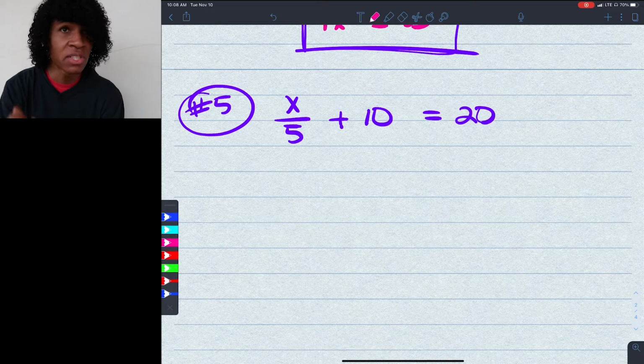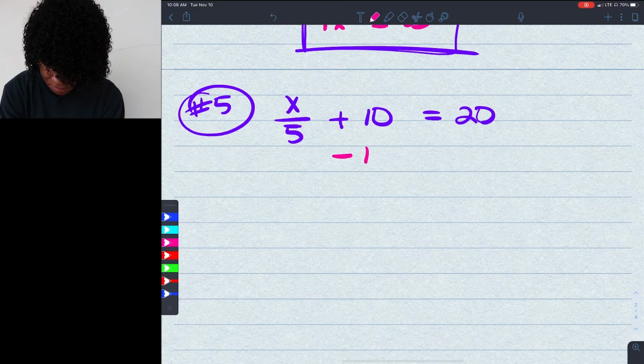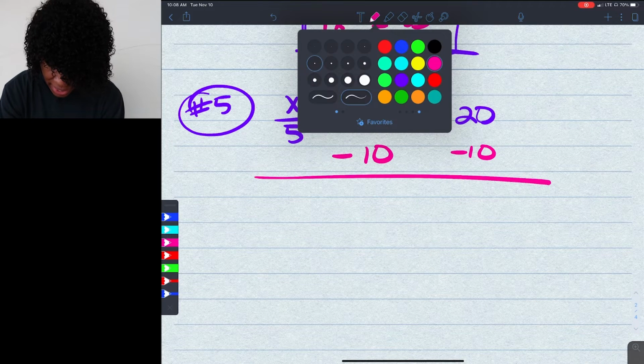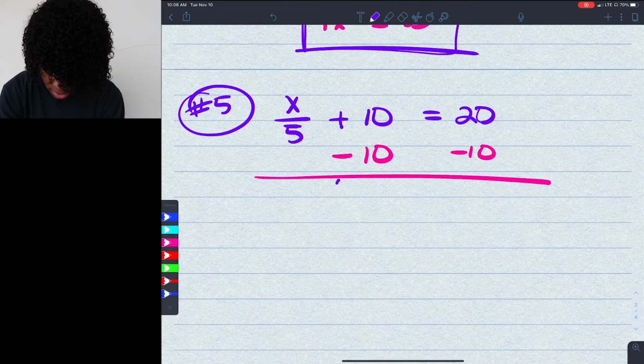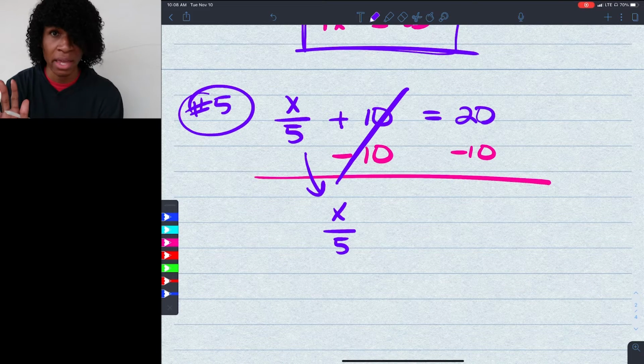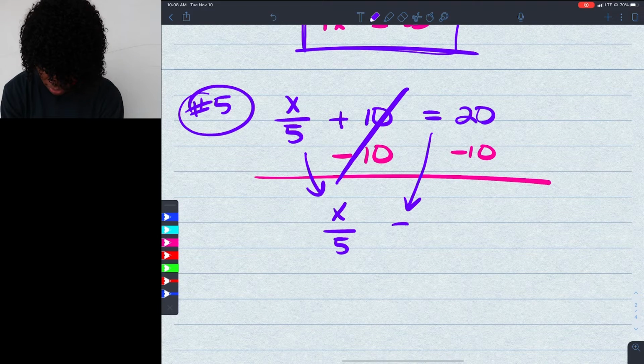So the opposite of adding 10 is subtracting 10. So we're going to subtract 10 from there, subtract 10 from here, and that zeroes these out. And then you're left, let's go ahead and bring down your x divided by 5, because you haven't done anything with that yet. Bring down your equal sign. 20 minus 10 is 10.